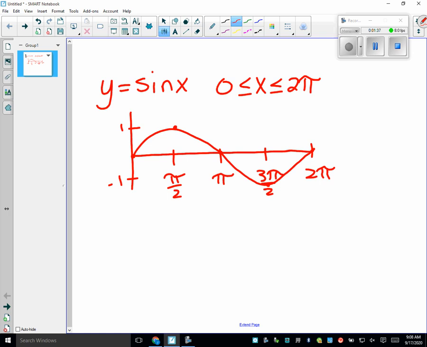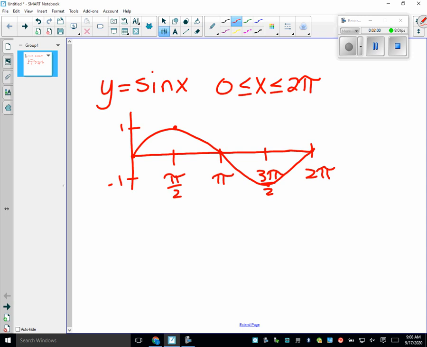X is greater than 0 and less than 2 pi. That means I'm graphing from 0 to 2 pi. That tells you what your beginning number is and your ending number. Will it always be? Oh no, because the different period never happened.